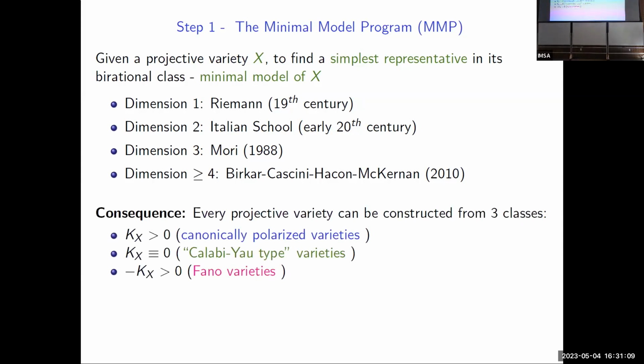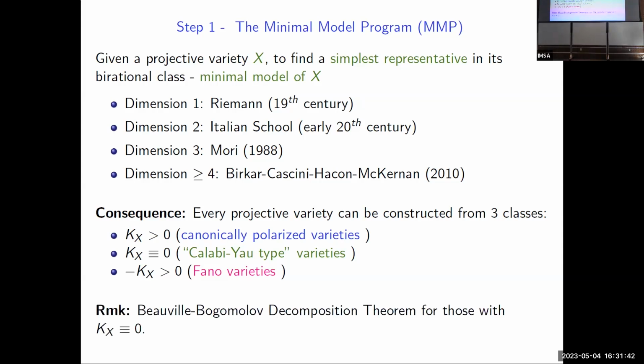And as a consequence of the minimal model program, we know that every projective variety can be constructed from these 3 classes: canonically polarized varieties, so positive ample canonical class, Calabi type varieties, which is the canonical class numerically trivial, and the Fano varieties, the canonical projective varieties with anti-ample or with ample anti-canonical class.